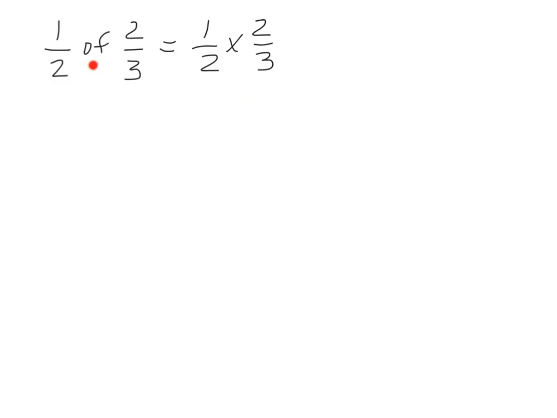When we were using the word of before, what we were really doing is multiplying. So half of 2/3 is the same as half times 2/3. And our answer for that came out to be 2/6, which reduced to 1/3.